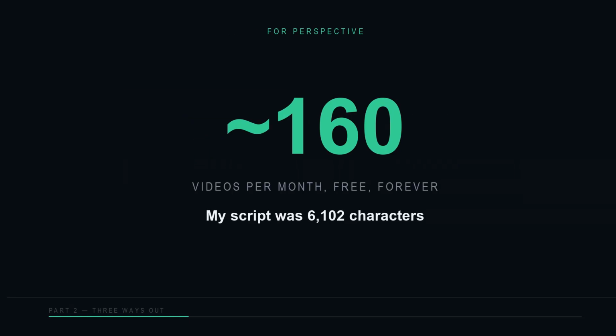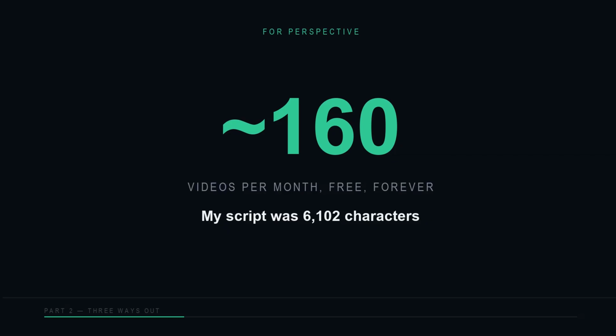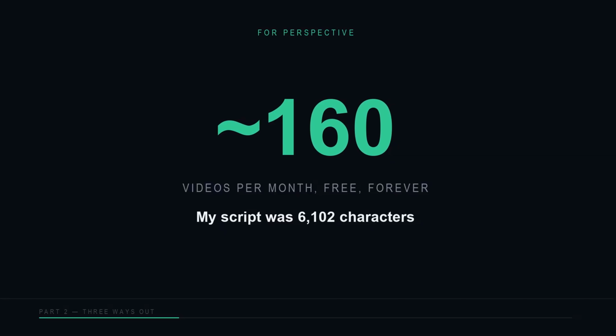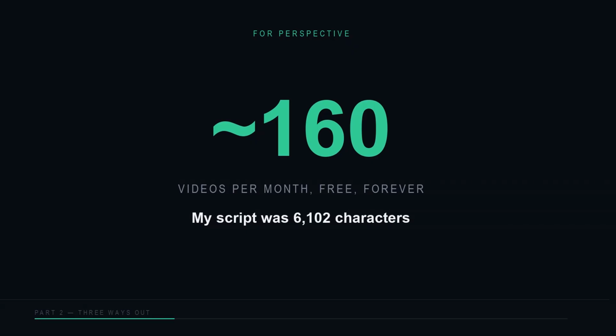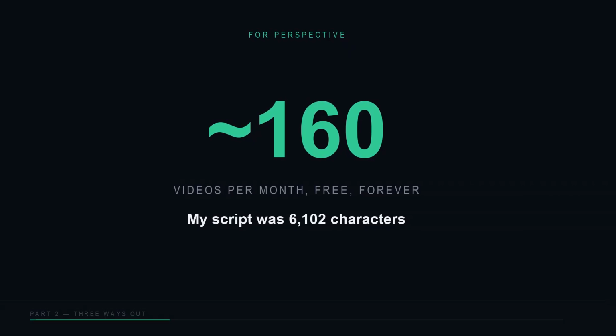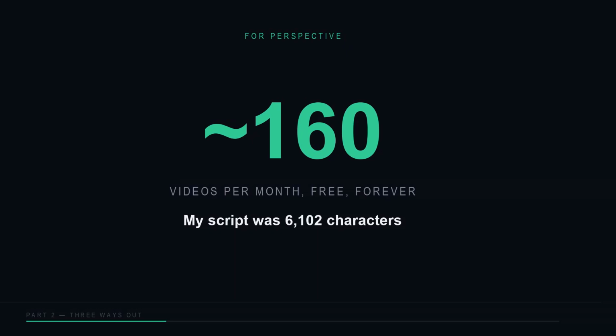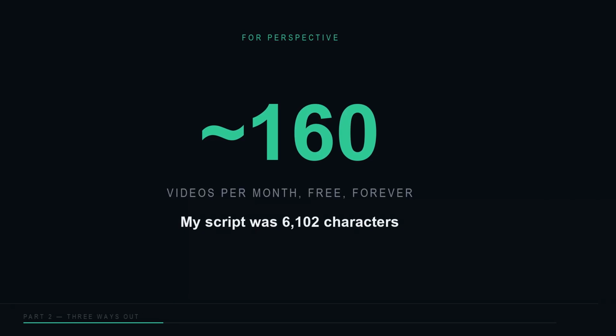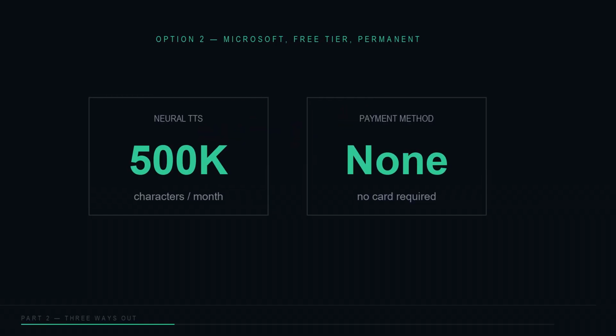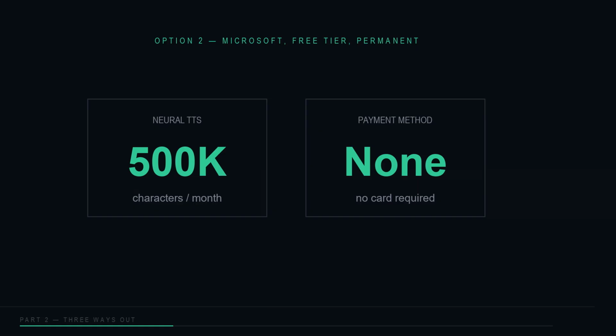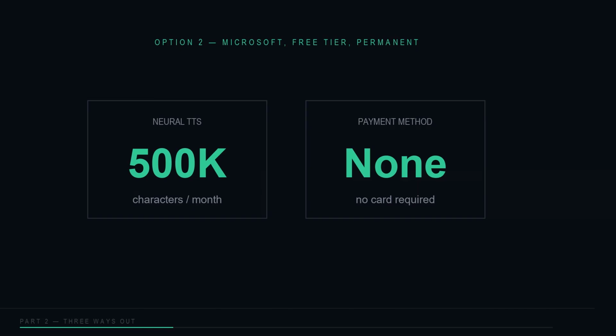Option 2. Microsoft's free tier gives you 500,000 characters a month for neural text-to-speech. Also permanent, also commercial use permitted. Half the volume of Google, but here's why it mattered for me. You can sign up without entering a payment method. If a card is your blocker, this is your answer.